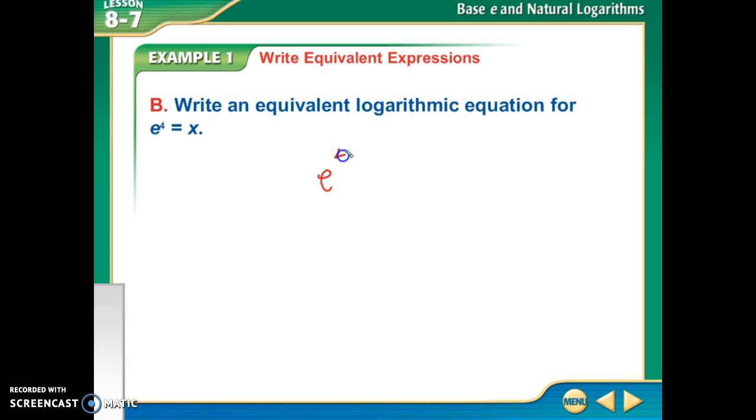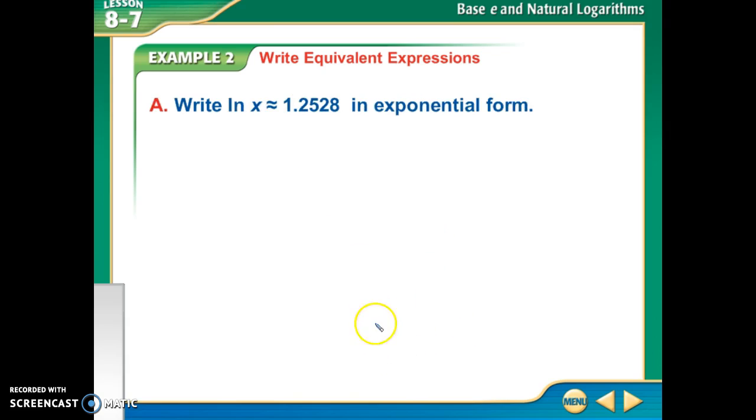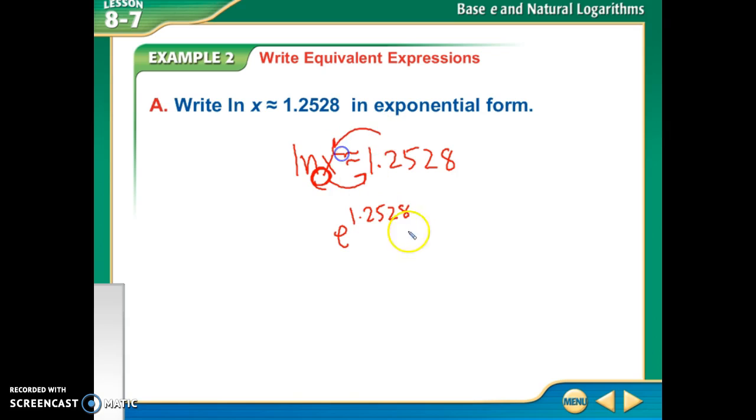Now we have e to the fourth equals x. So again, start with your base. Because my base is e, I'm just going to go straight to natural log of x equals 4. Right, now I have natural log of x is about, remember your little squiggle equals means about, approximately 1.2528. So we start with the base, which is an e anytime it's natural log. So we have e to the 1.2528 equals x. And then this is something I can type into my calculator. Press the second natural log button to the 1.2528 and figure out what x is.